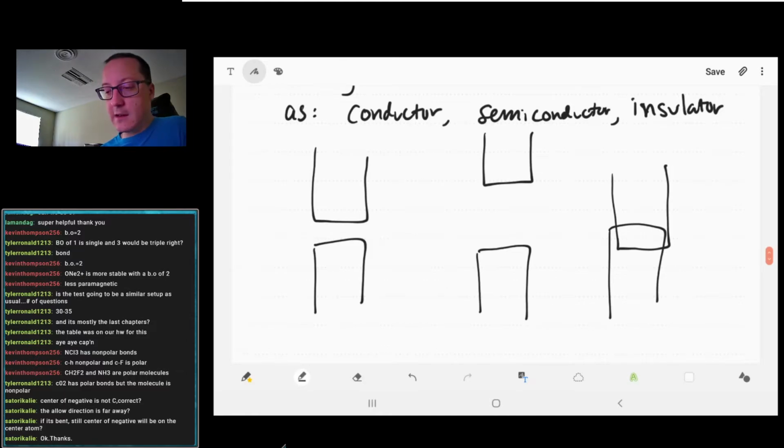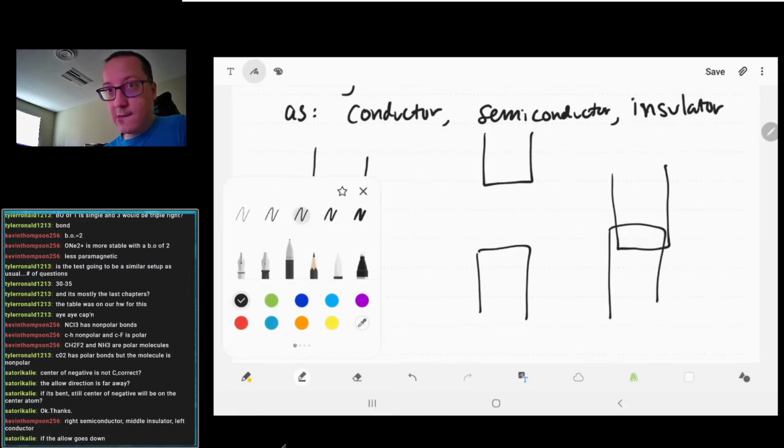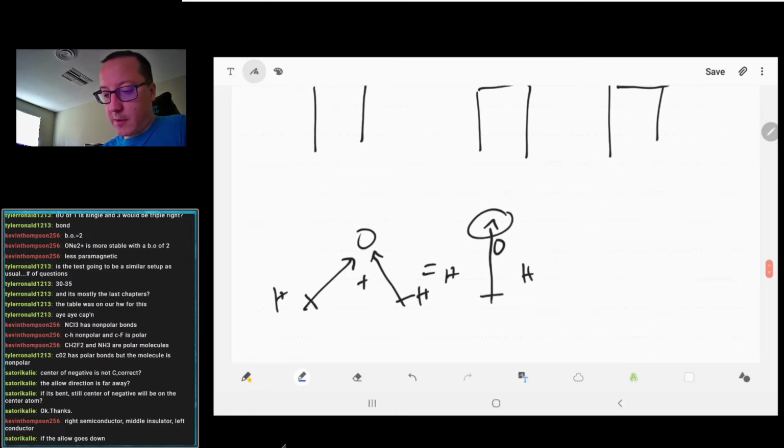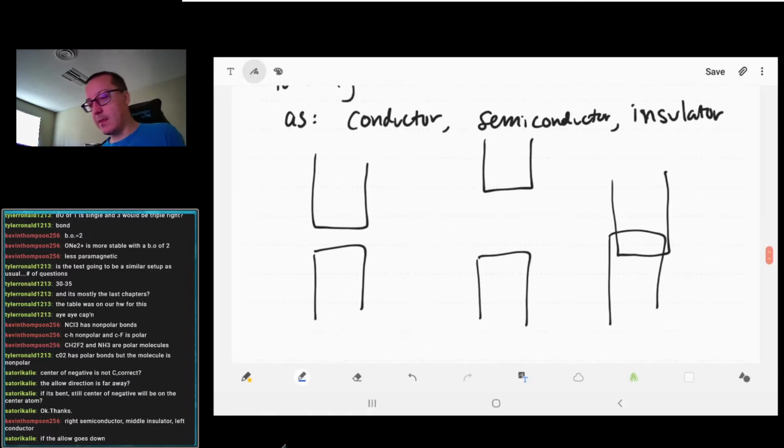Which one is the conductor? Which one is the semiconductor? Which one is the insulator here? Oh my goodness, did we bamboozle Kevin? Yeah, if your thing were upside down, it would just be the opposite. Are you sure about your answer, Kevin? Middle is insulator for sure.